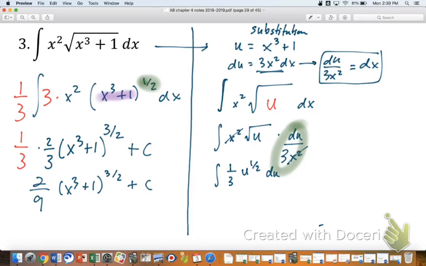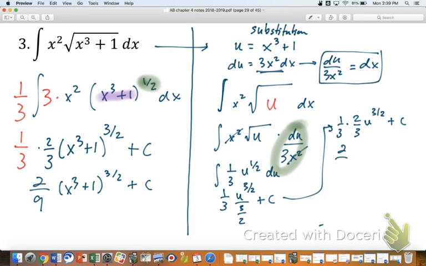Okay, so this will actually come together right now. So my antiderivative is going to be 1/3 times u to the 3/2 divided by 3/2 plus c, but it's really times, so it's copy dot flop. So it's going to be 1/3 times 2/3 u to the 3/2 plus c. So it's 2/9. My final step would be to plug whatever the u actually is back in. So it was x cubed plus 1 to the 3/2 plus c.